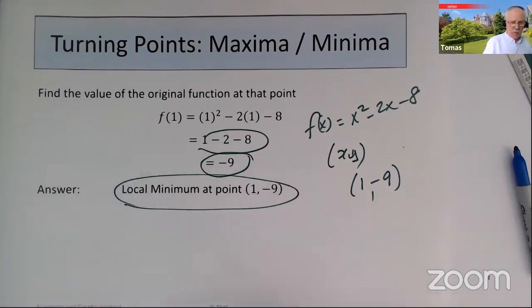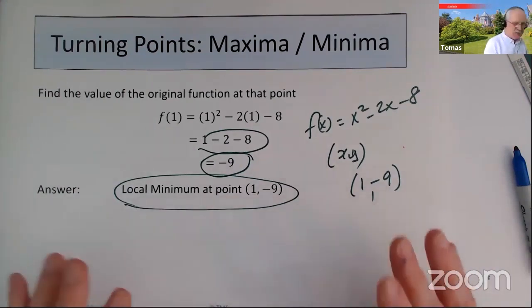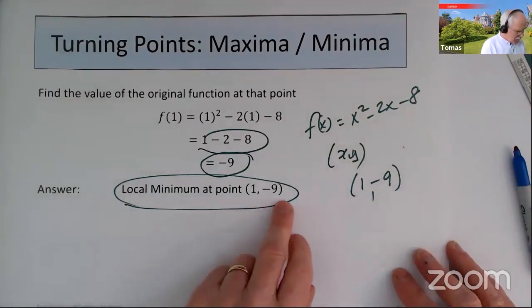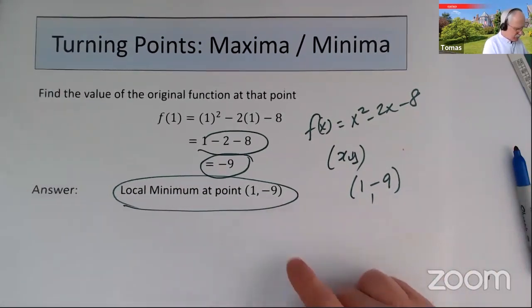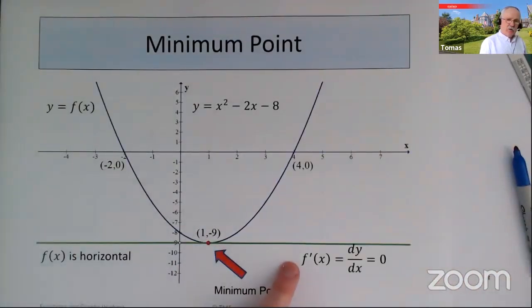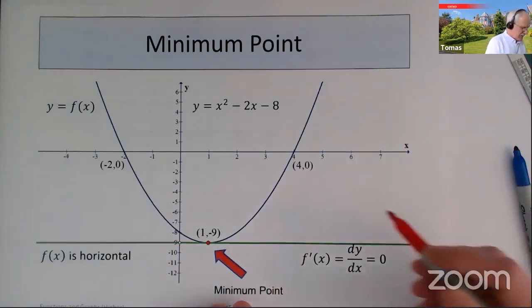I know it's a minimum point because I've drawn the graph. If they wanted me to prove it was a minimum point, I could do other things as well. But at the moment, I found the local minimum at (1, minus 9). So let's just look at that graph and see exactly what's happened in all the calculus.